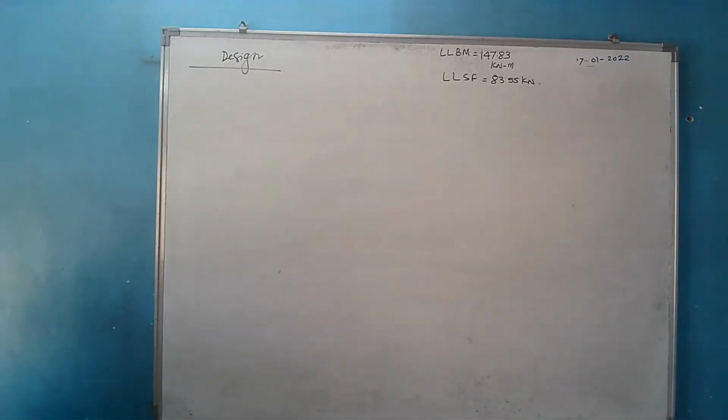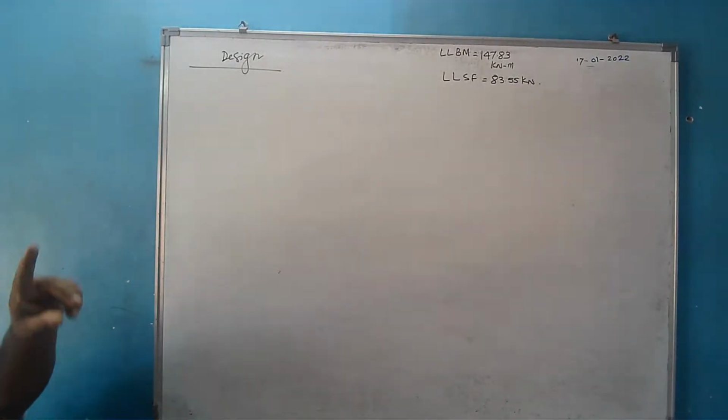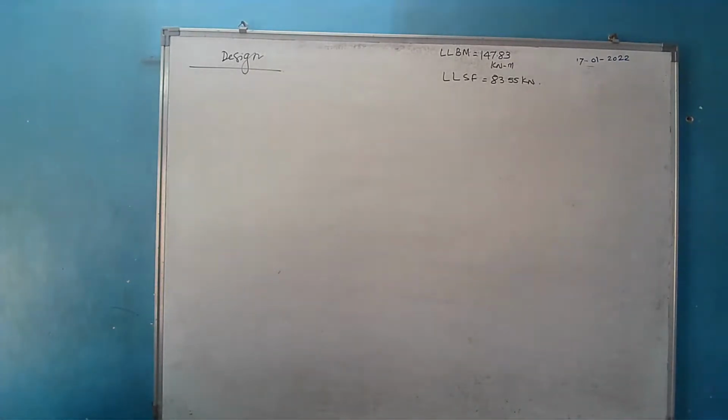We are not interested in the point of contraflexure because we have already determined the maximum bending moment, that is 147.83. क्योंकि जब लोड सेंटर पर रहेगा that time it will produce the maximum bending moment. When the load is at the center, that will produce the maximum bending moment, which is already determined.